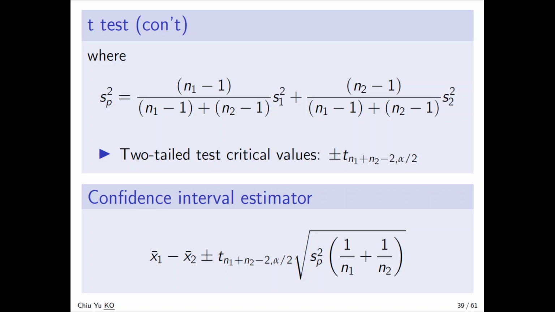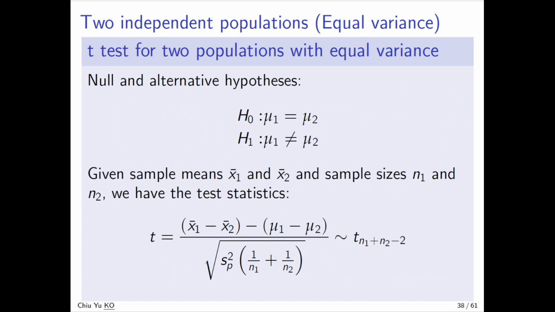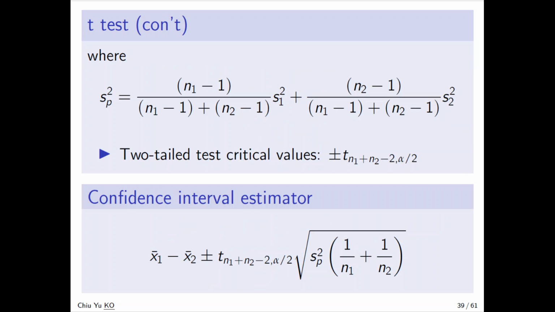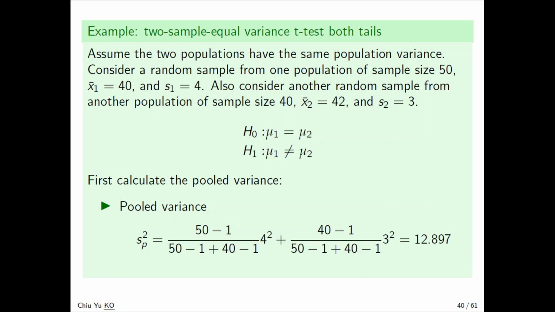The critical value will be plus or minus t with n1 plus n2 minus 2 degrees of freedom at alpha over 2, because it's two-sided. The same idea applies to the confidence interval estimator, with n1 plus n2 minus 2 degrees of freedom and alpha over 2. This is what we have here, and it is something you should be able to understand: if the statistic has this distribution, then this is the natural confidence interval estimator. Let's see an example before explaining why this is true.